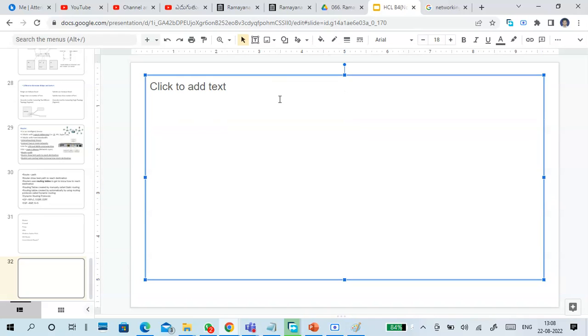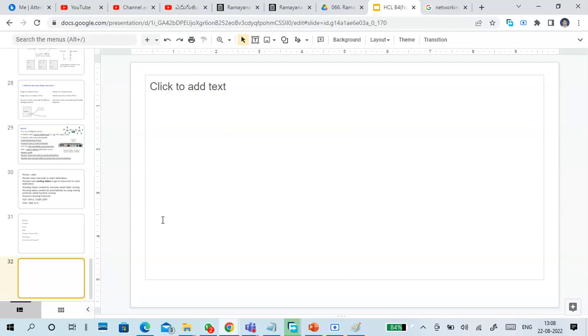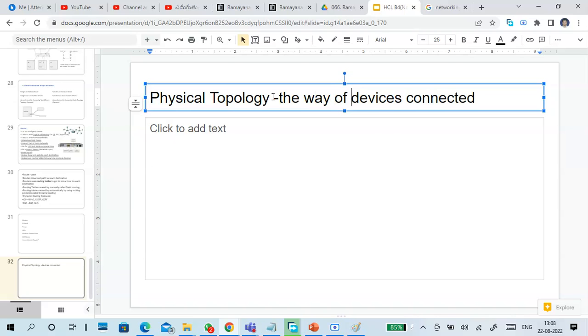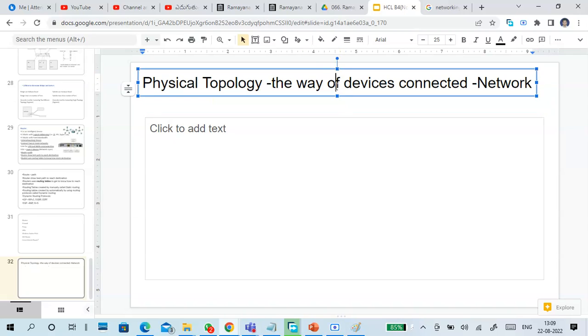There are two important things, guys. One is physical topology. What is physical topology? The way devices are physically connected, or we can say the way devices are connected is physical topology. It forms the network, not networking. Only network. So remember, physical topologies create network, not networking.